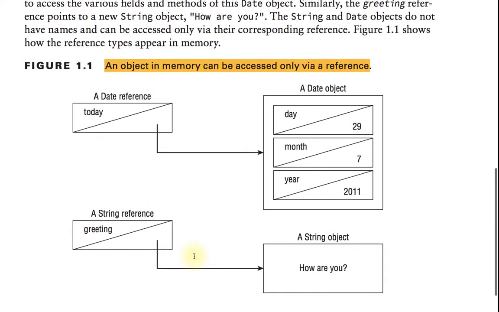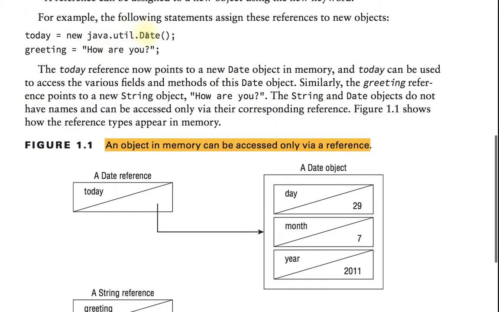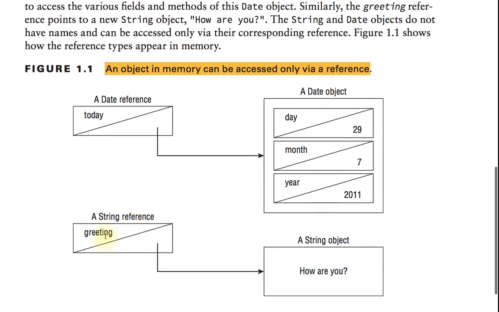What is a reference? This is a beautiful diagram he tried to illustrate. An object in memory can be accessed only via a reference. So if we have a variable today and we are assigning a date to that reference, it is called a reference. It is referring to some address, right? And we have a greeting here with a how are you string assigned to it. A date contains day, month, year. So today is a reference that is referring to this object, and greeting is a reference that is referring to this object. So something which is referring to an object is called a reference type.